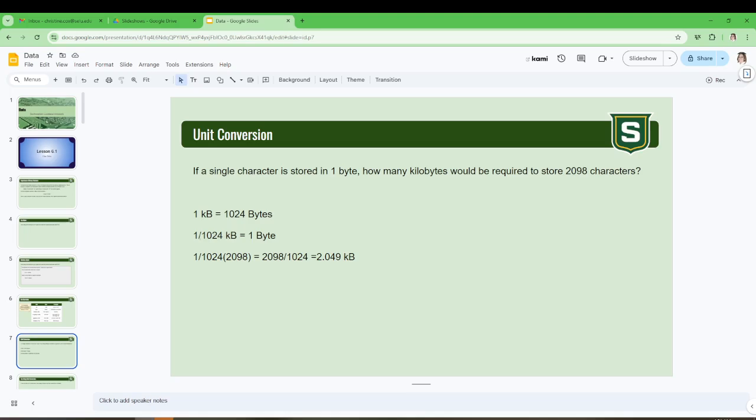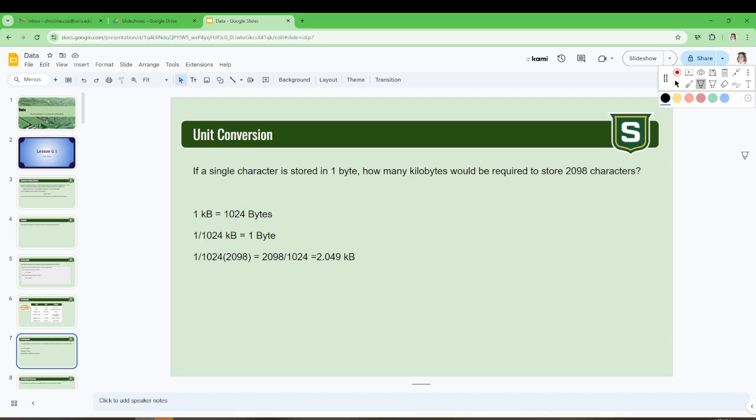So let's take this byte conversion to kilobytes, the 1 over 1024, and multiply that by the byte size that we have, which again is 2,098. If we do that, we get 2,098 divided by 1024, which is 2.049. Now on the Praxis, I don't think you're allowed a calculator, so that is going to be a little bit hard to do without one.